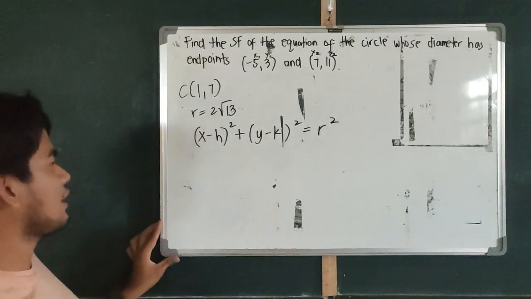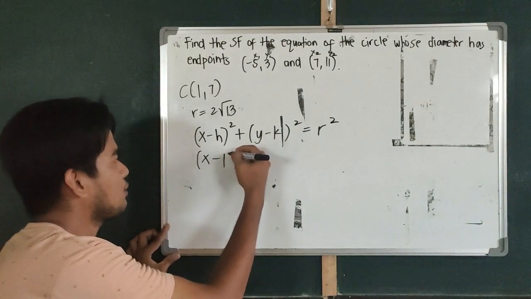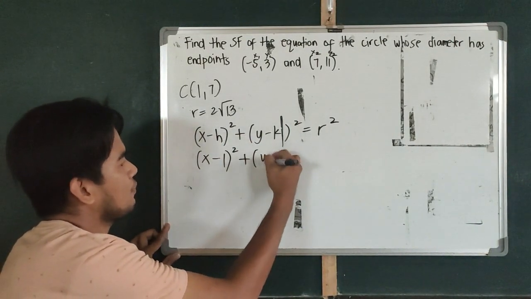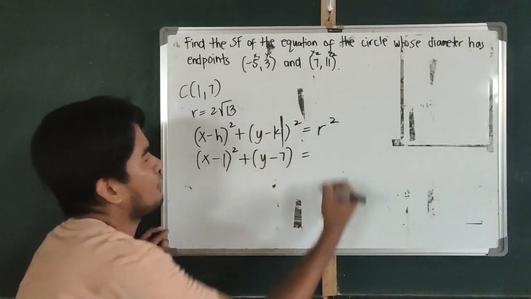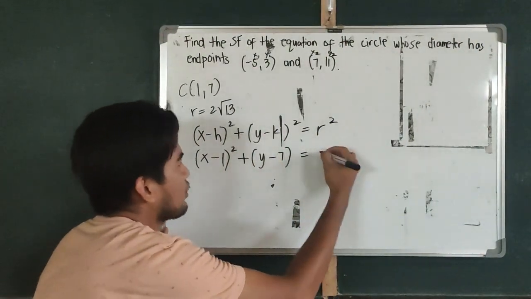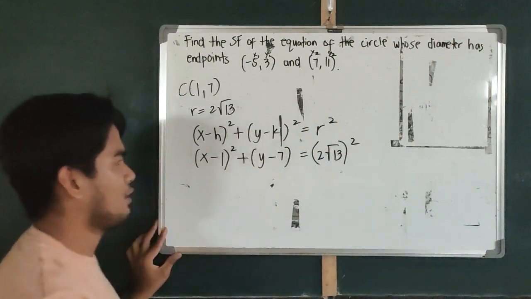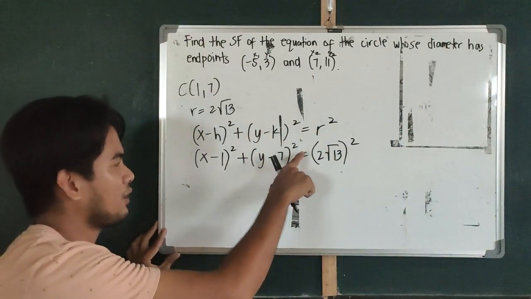So what is the value of h? H is positive 1. So we simply write 1 there. Then we copy squared plus (y minus the value of k), which is 7. And then r squared, where the value of r is 2 square root of 13. So 2 square root of 13, then we square it. I forgot to indicate the squared term here.